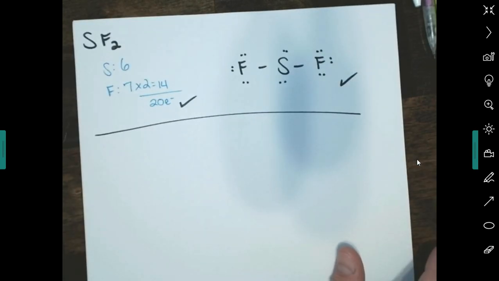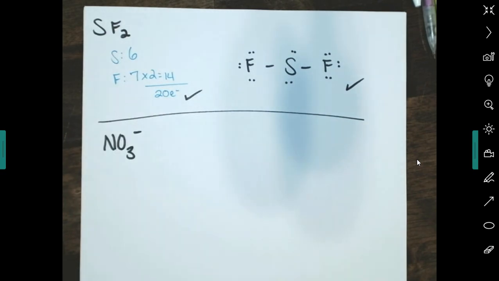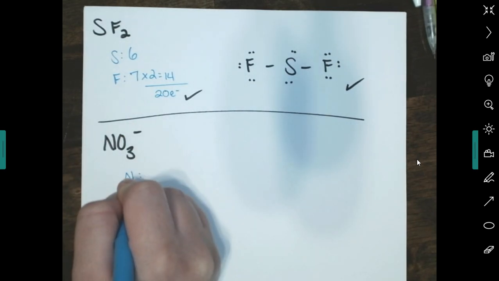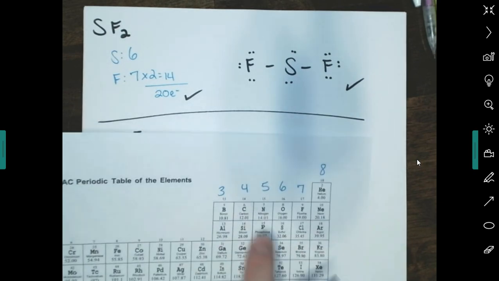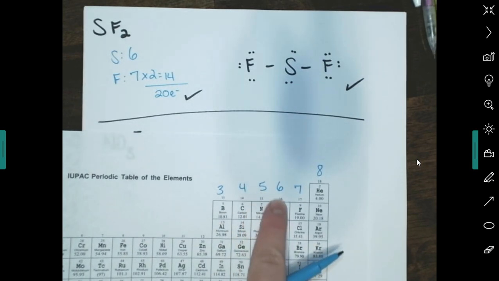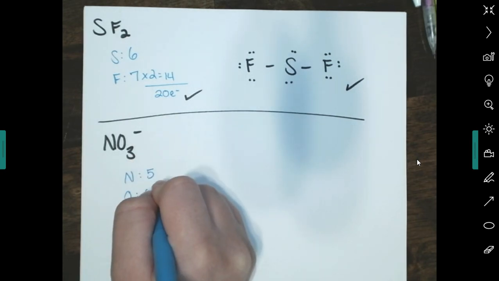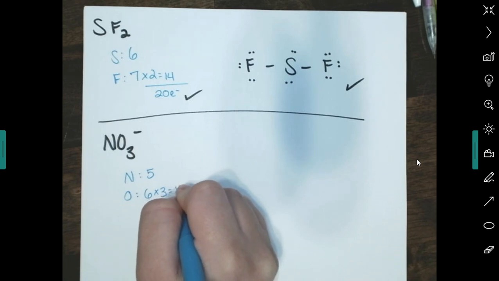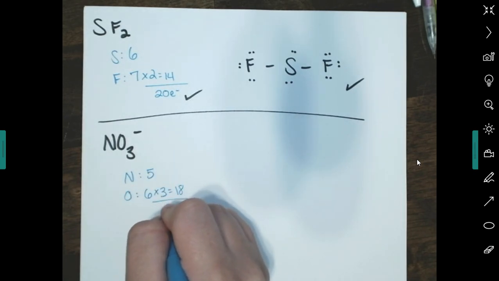The last one I'm going to show you is a polyatomic ion. It's NO3 minus. This is nitrate. So we have nitrogen and oxygen, and we're going to do it basically the same way. Nitrogen has 5 valence electrons, oxygen has 6, and I have 3 oxygens. So let's triple it to get 18. 5 plus 18 is 23.